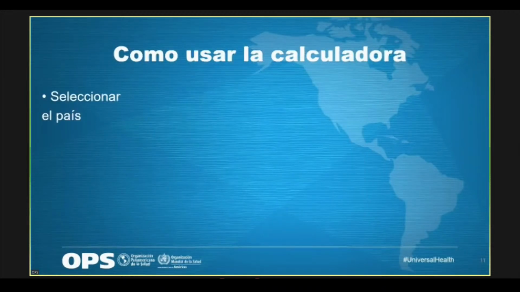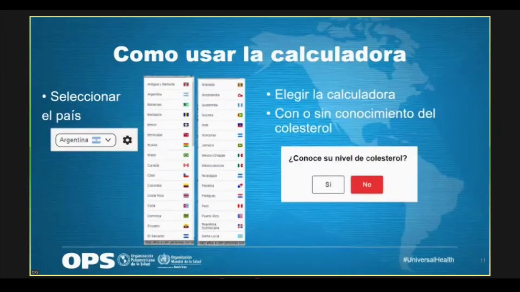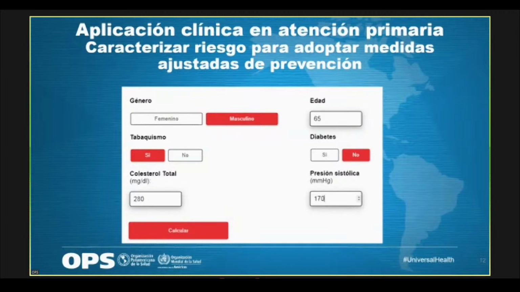How do we calculate this cardiovascular risk? Well, the first point is to select the country, because each country has a different table according to the region. So we have a menu with the listing of all the countries. And the second thing that we have to choose is the calculator that we're going to use, whether we know or do not know the level of cholesterol. So we will begin with a characteristic case in primary health care. We want to characterize risk to adopt adjusted measures for prevention.